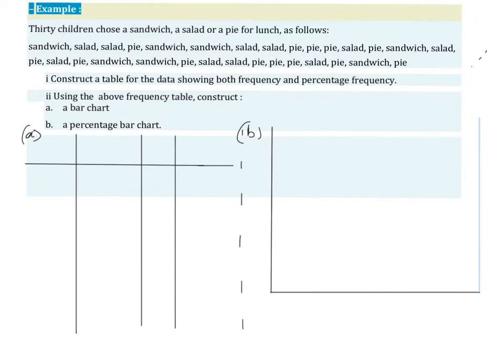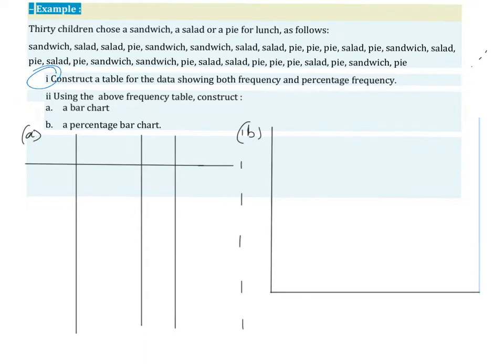In this example, 30 children chose a sandwich, a salad, or a pie for lunch. And so there's the data. Salad, sandwich, and pie is repeated many times. What we need to do is put that, first of all, into a table, a frequency and percentage frequency table. And then the next bit is to draw a bar chart and a percentage bar chart. Let's concentrate on the first bit, drawing a table.